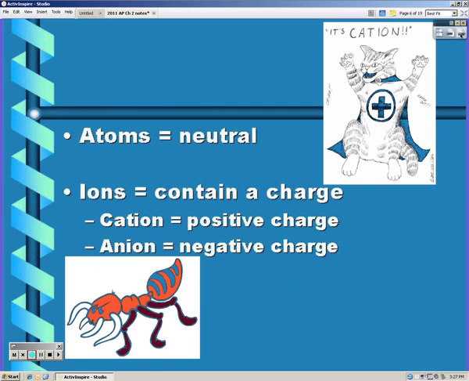Atoms are neutral due to equal protons and electrons. Ions have charges. Cations have positive charges while anions have negative charges. So cations, to get a positive charge, have to lose electrons, while anions have to gain electrons to get a negative charge.